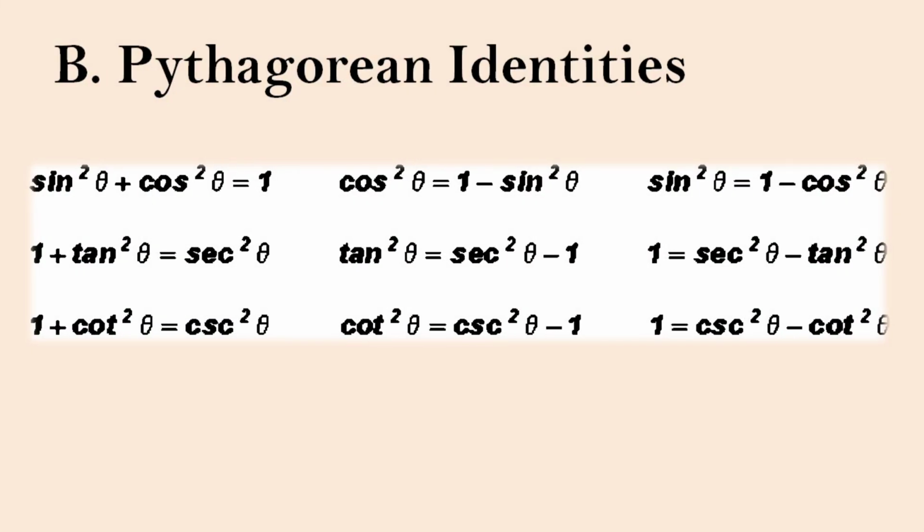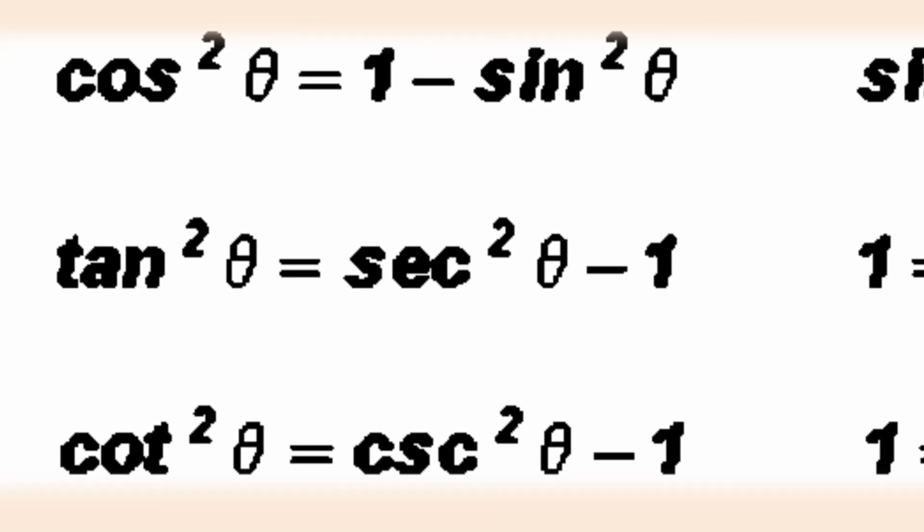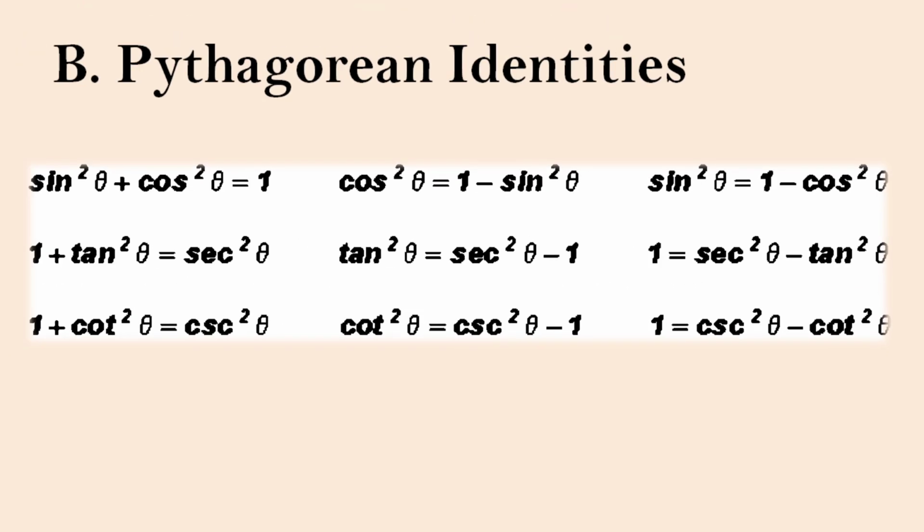Next is Pythagorean identities. So, you can pause this video para i-take note yung mga Pythagorean identities like sine squared theta plus cosine squared theta is equal to 1 and so on. So, pause na lang yung video para i-take note nyo yung mga Pythagorean identities.